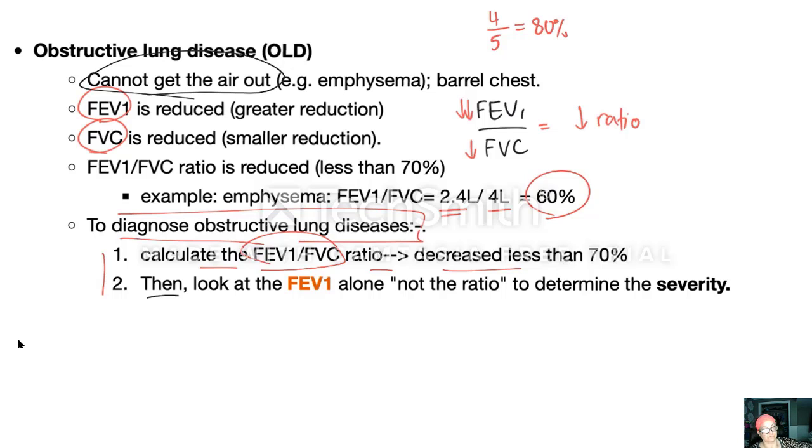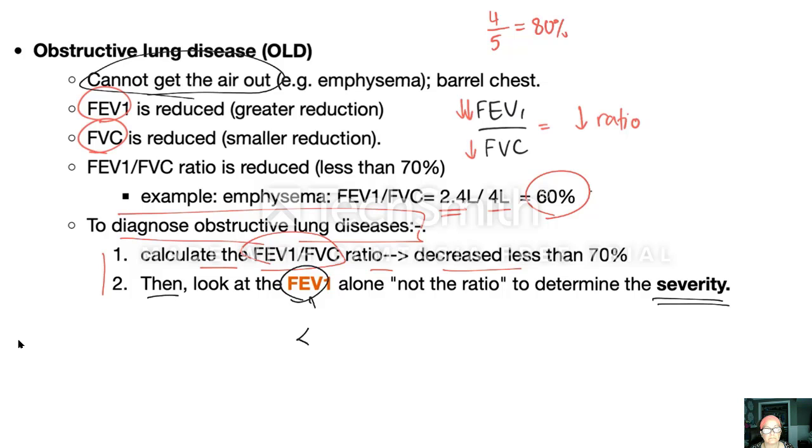Then, to determine the severity of the obstructive lung disease, you might have a patient with mild emphysema. You might have a patient with severe emphysema. What is the difference? Now you look at the FEV1 alone, not the FEV1 FVC ratio, but the FEV1 alone to determine the severity. The lower the FEV1, the greater the severity, the more severe the case.